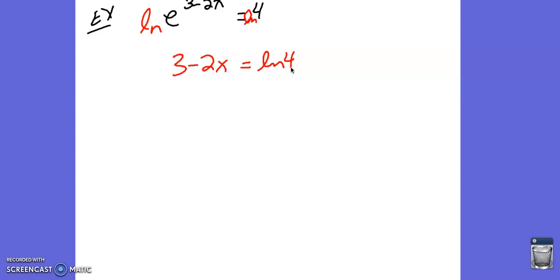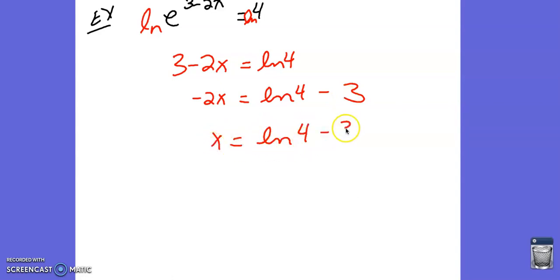Never round in the middle of a problem. That's why I keep it until the very end. I'm going to keep writing ln 4 until the very, very end, and then get my final answer. So here we have negative 2x equals ln 4 minus 3, and then we're going to divide everything by negative 2. And when you calculate that, you're going to end up getting approximately 0.807.